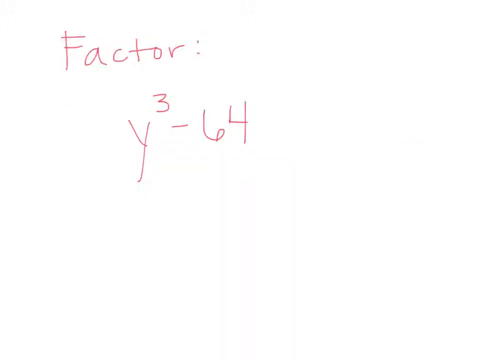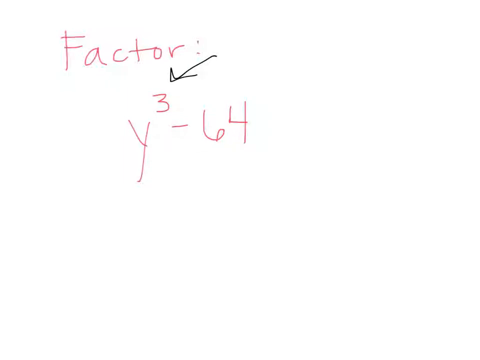Last but not least, this is factoring again. So we start out looking for a GCF. There is no GCF. I notice I have two terms, giving me the option of sum of cubes, difference of cubes, or difference of squares. It's not sum of cubes because it's not a plus. It's not difference of squares because I don't have any squares. I actually have cubes. This is difference of cubes.